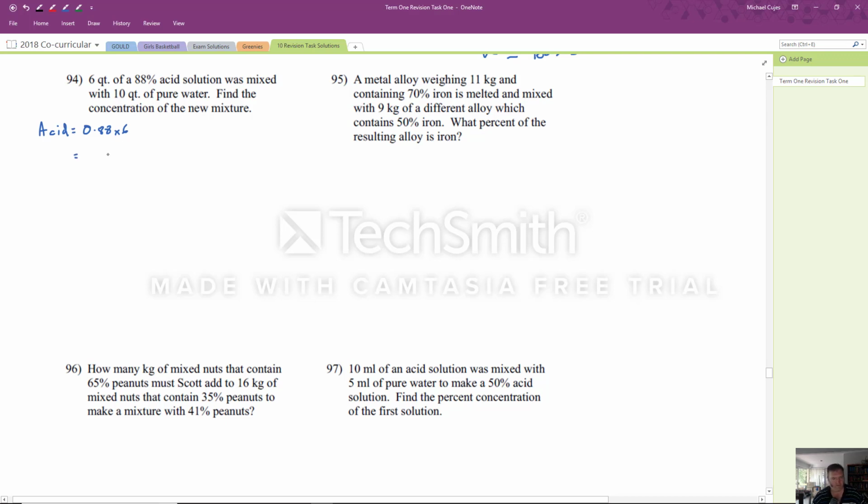And if we do that, 6 8s are 48, put down the 8, carry the 4, it's going to be 48 plus 4 is 52, so it's going to be 5.28 quarts of actual acid. So the new concentration is going to be 5.28 quarts out of the total. Now we had 6 quarts, we've added another 10, so that's out of 16. And we want that as a percentage, so we're going to multiply that by 100 and get the answer.